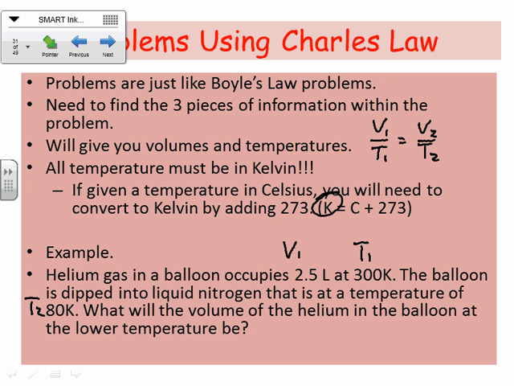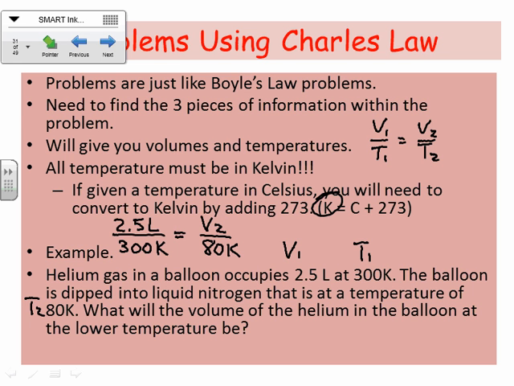Every single one of these problems has been solving for volume so far, which is fine. This is a different kind of problem. So our V1 here, again, 2.5 liters, divided by our T1, which is 300 Kelvin, is equal to V2 over T2, which is 80 Kelvin.